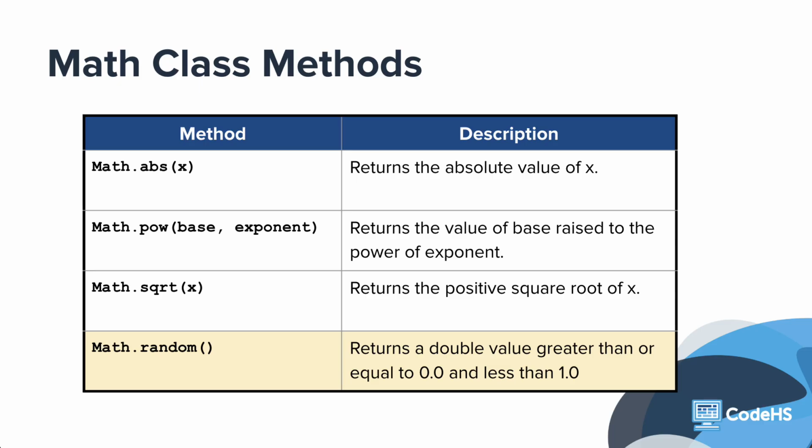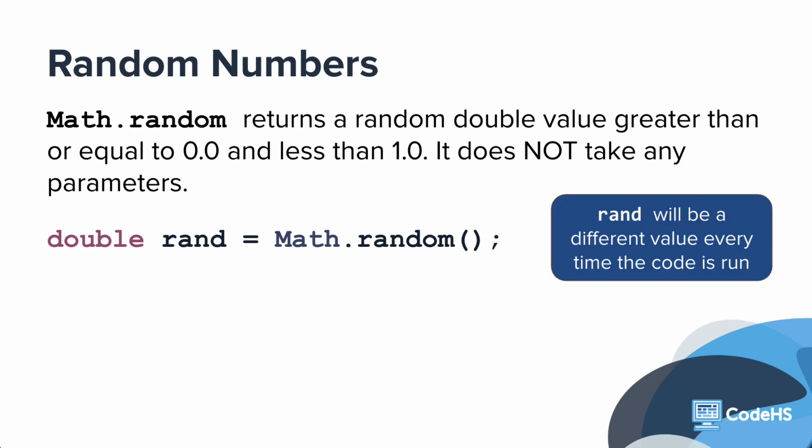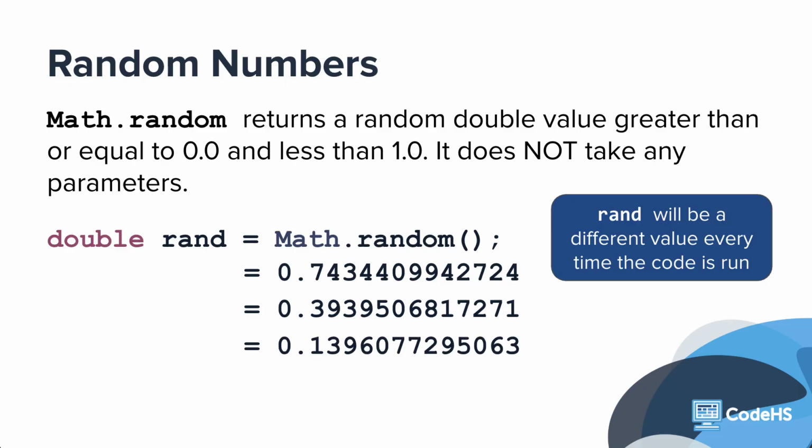Finally, let's look at Math.random. Math.random returns a random double value greater than or equal to 0.0 and less than 1.0. It does not take any parameters. In the code shown here, rand will be a different value every time the code is run. For example, it could be this, or this, or this, or any decimal value from 0.0 up to 0.9 repeating.